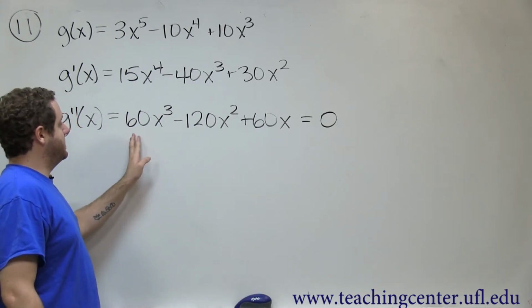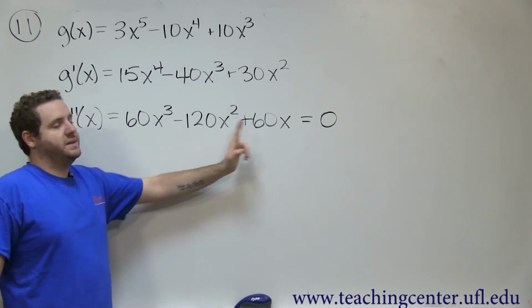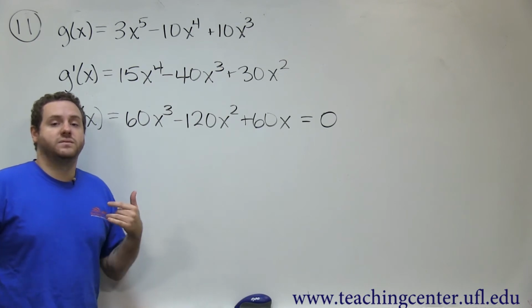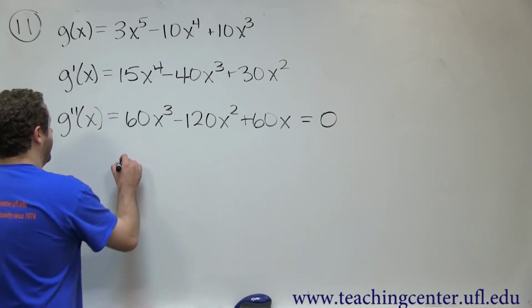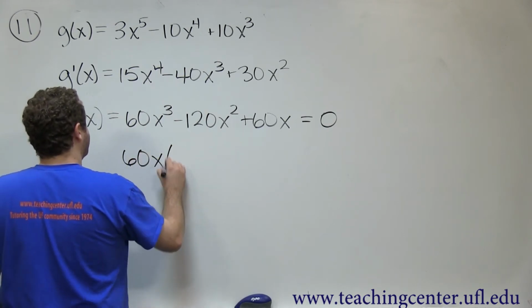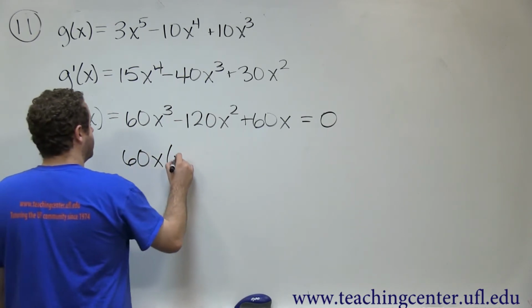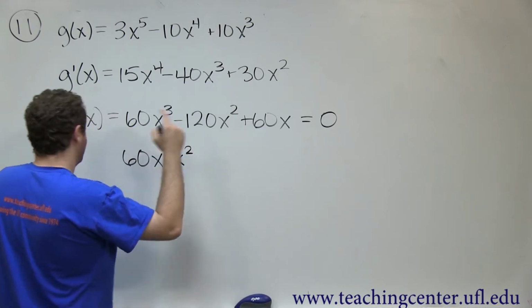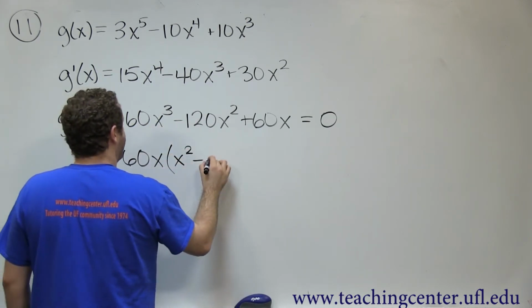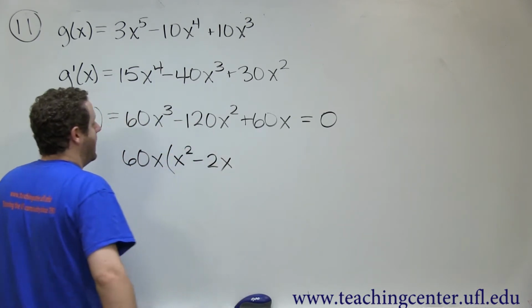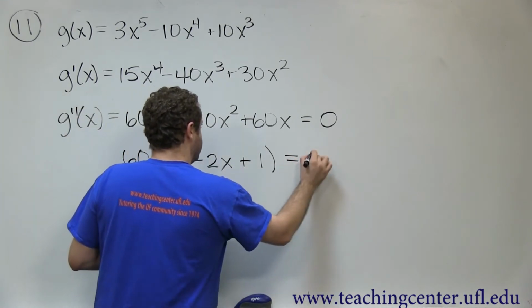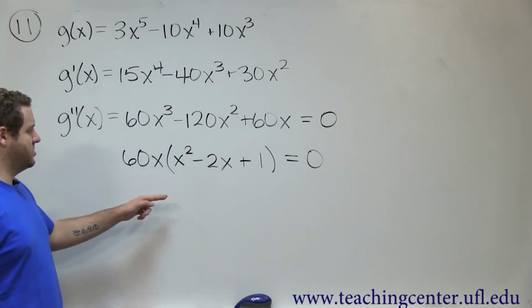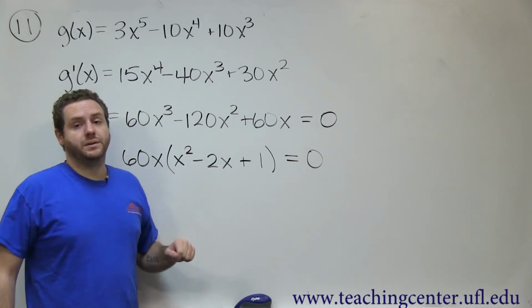And what you should be able to see here is that we have 60, 120, and 60. So we have a common factor of 60, and these all also have at least one x. So I'm going to factor out 60x, and let's see what we have left. It's going to be x squared. If we took 60 out of 120, we'd have just minus 2 left. And again, just 1x because we took out an x. x squared minus 2x plus 1.